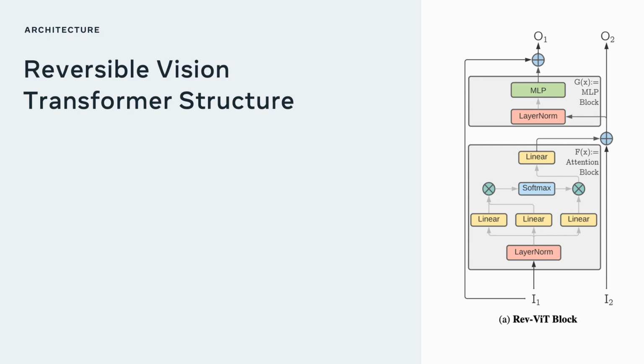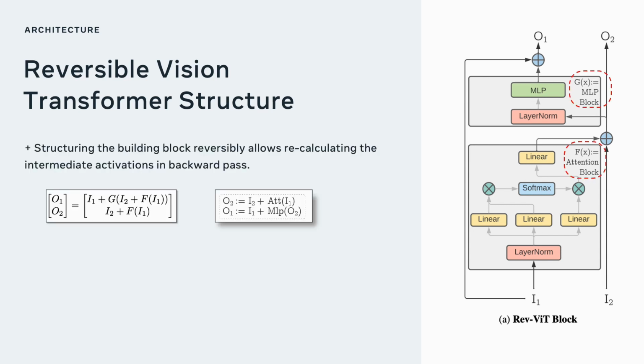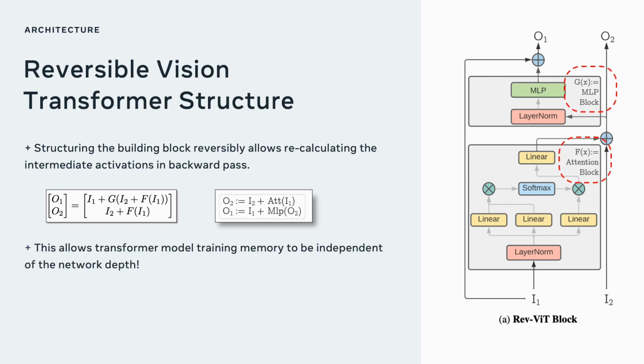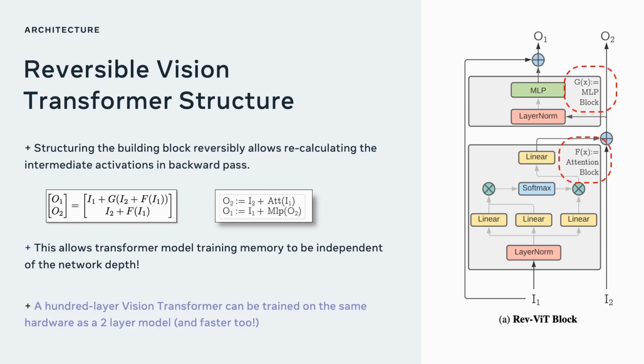We build up the vision transformer architecture in this reversible mechanism to reap the memory benefits of reversible training. In particular, we subsume F to be the attention and G to be the MLP block and reconfigure residual connections to allow reversibility as shown. This decouples the reversible transformer training memory from the number of blocks in the architecture, allowing, for example, a 100-block model to train on the same hardware infrastructure as a 2-layer model.